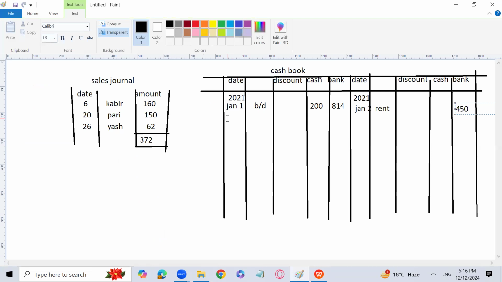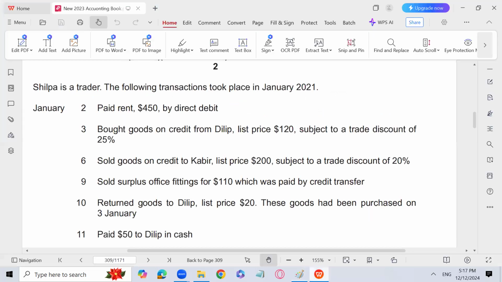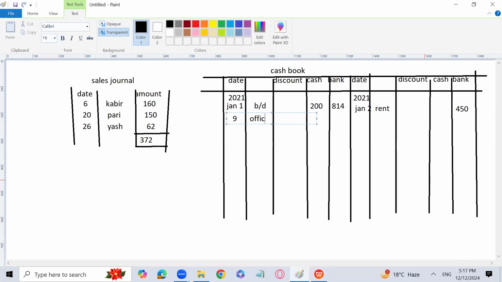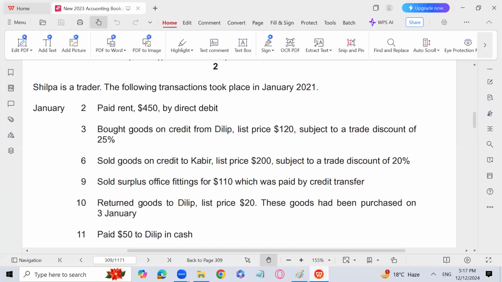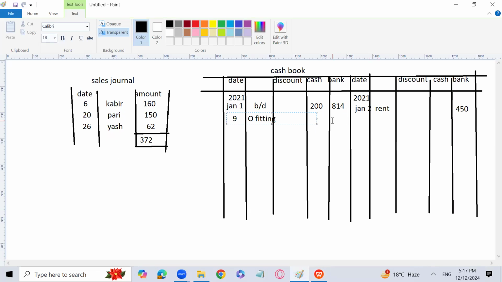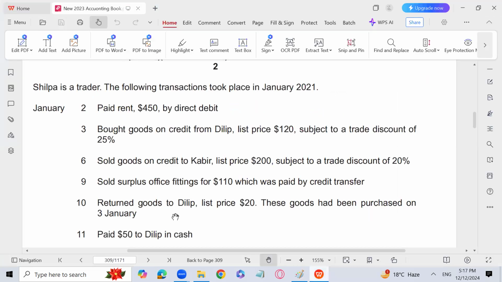So I will write over here. Now I'm not going to write the January, I'm just writing 9. And office, let me see. Office fitting. Okay, so I can write like this, office fitting. And we have sold the office fittings through bank because the amount we are receiving by credit transfer, so 110 will be debited in the bank column of the cash book on January 9 because of office fittings.